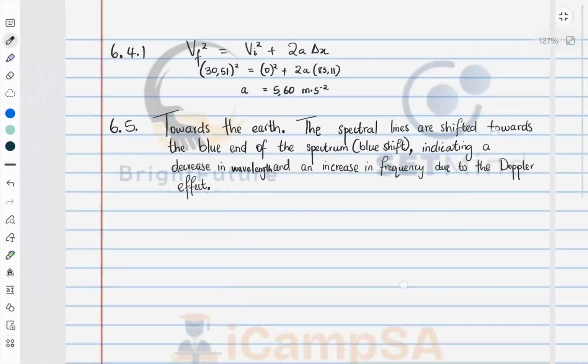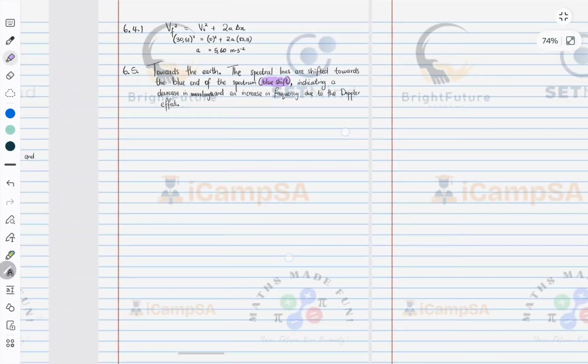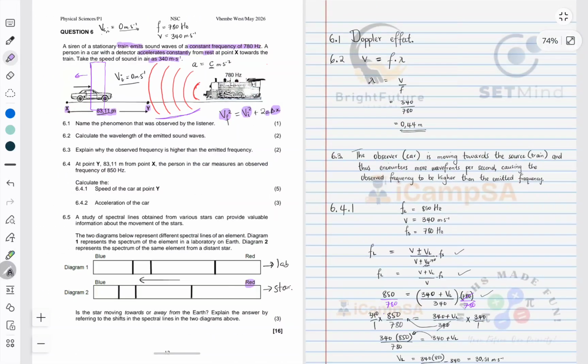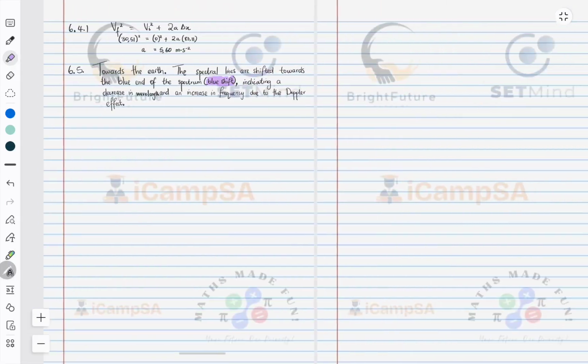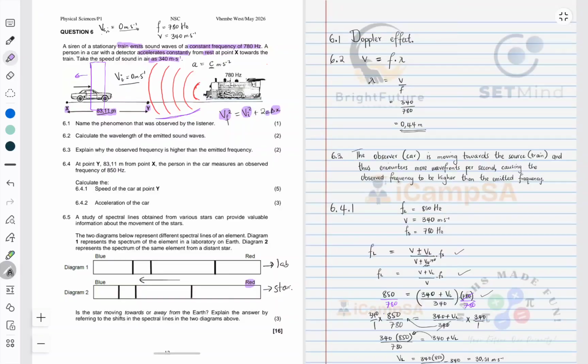So that's how the red shift, blue shift works. I even put it in brackets for you here. This is just a blue shift, when the spectral lines are shifted towards the blue end. When they're shifted towards the red end, it's called a red shift. All right, that's it for question 6.